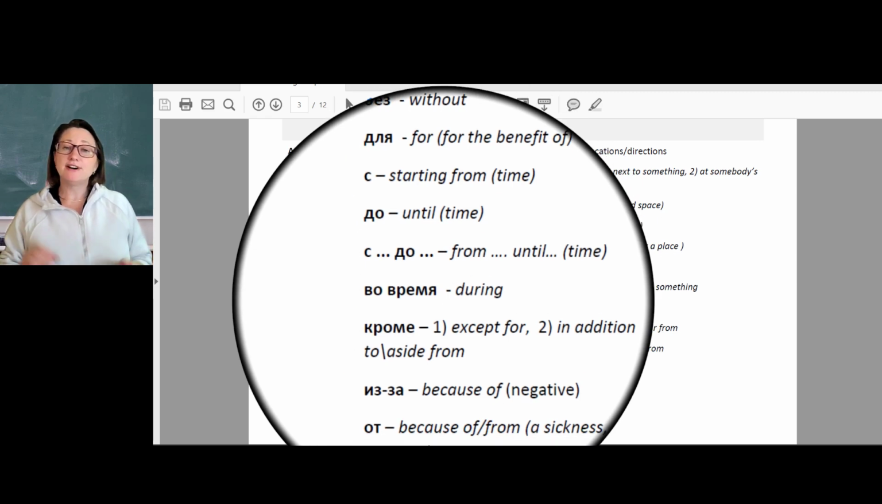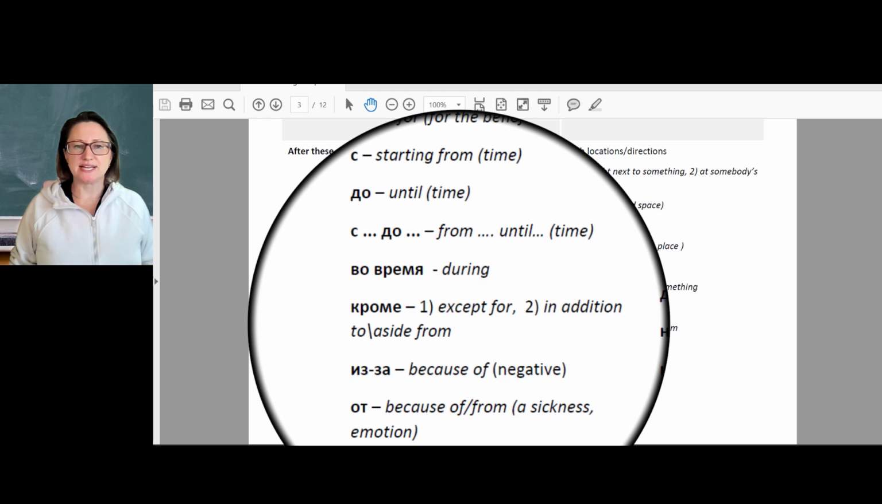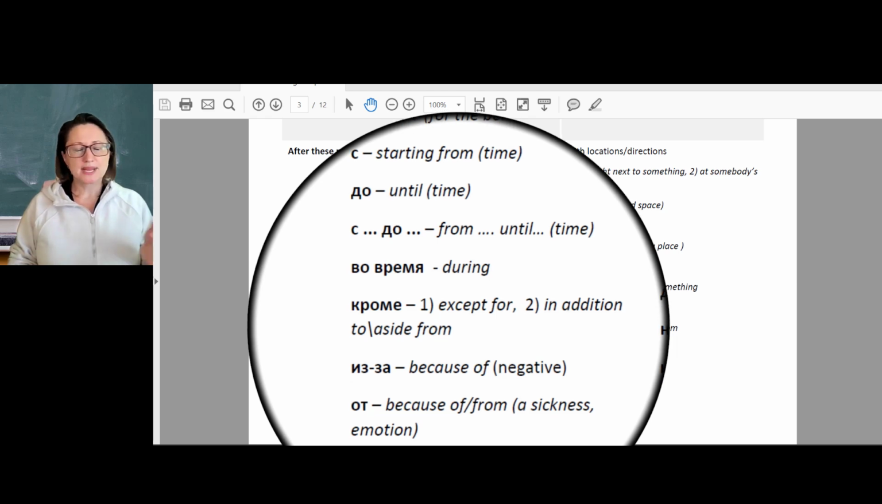The next one is во время, which means during. So во время лекции, during the lecture. Then the next one is very interesting. It's кроме, which can mean except for somebody, or in addition to, or aside from.